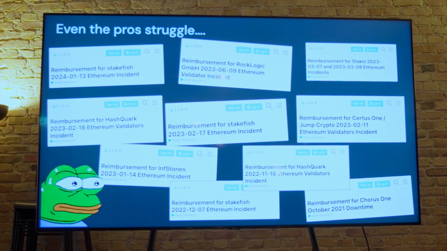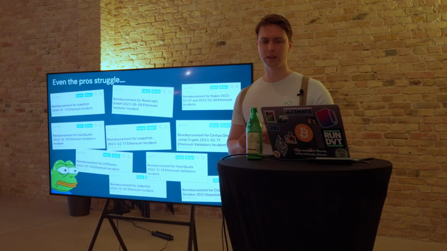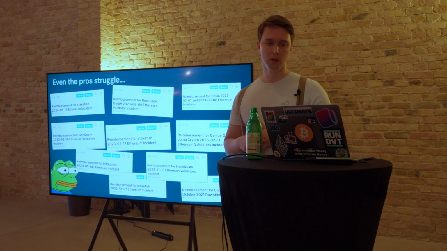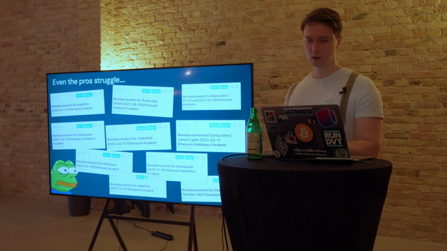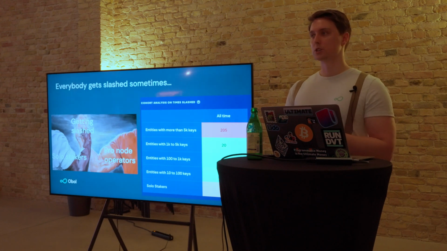And in most cases, they actually reimburse the Lido DAO for the amount of rewards that they missed and the amount of penalties that they accrued during that time. I don't think Lido makes people do that, but it's just something people started doing to be professional, because obviously as a node operator, you're not supposed to have downtime. Everybody gets slashed sometimes. So this is from Rated.